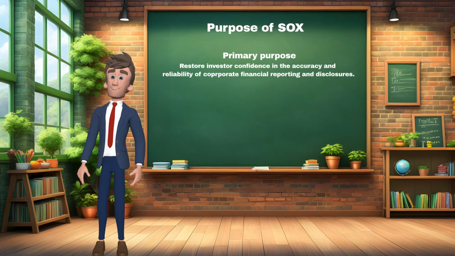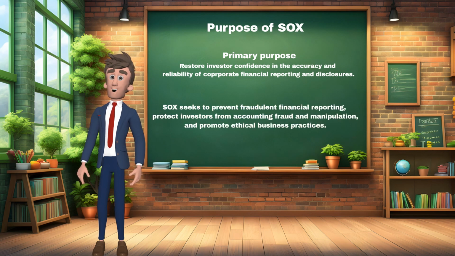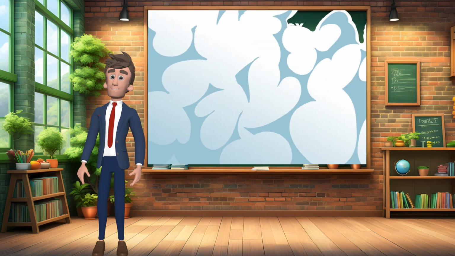The primary purpose of the Sarbanes-Oxley Act is to restore investor confidence in the accuracy and reliability of corporate financial reporting and disclosures. It aims to achieve this by enhancing corporate governance, strengthening internal controls, increasing transparency, and holding corporate executives and boards of directors accountable for their actions. SOX seeks to prevent fraudulent financial reporting, protect investors from accounting fraud and manipulation, and promote ethical business practices.